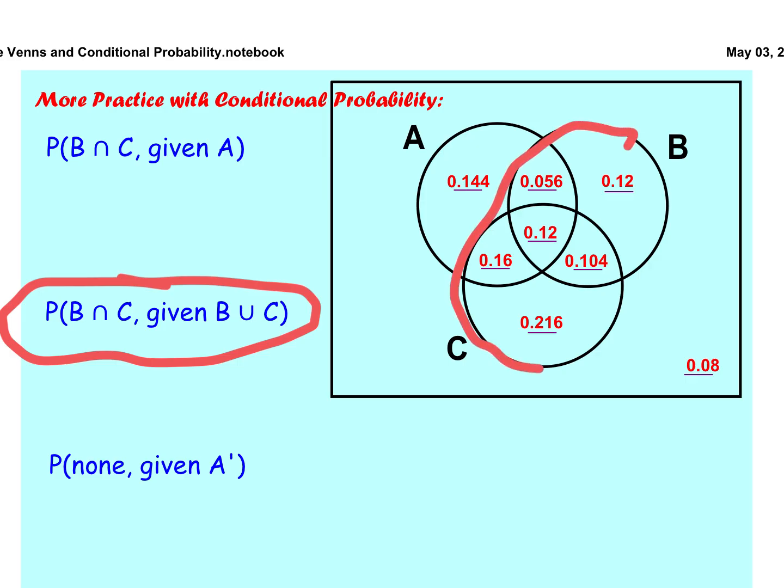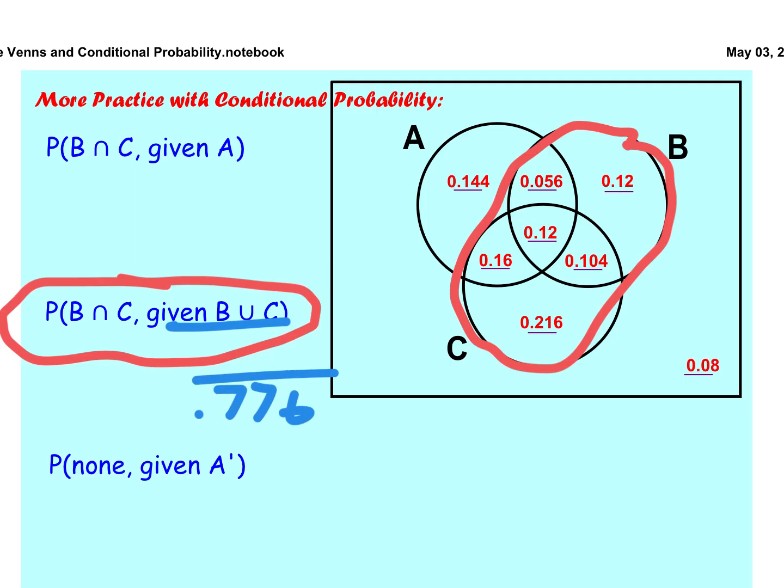Now this is one of those times where it says given B union C, I don't want to add up all of those 1, 2, 3, 4, 5, 6 numbers. So instead, I'm going to go, what is 1 minus 0.144 minus 0.08? And it's faster, 0.776. That's what all these add up to. You guys get the same thing for the bottom?